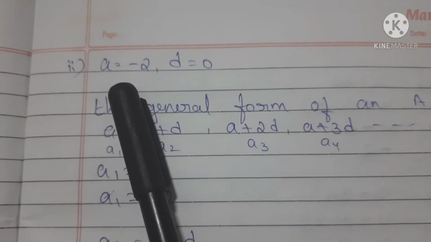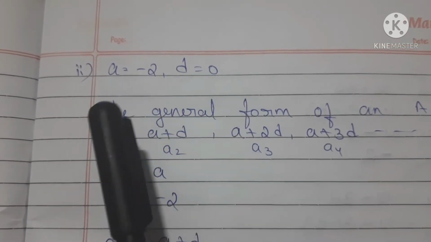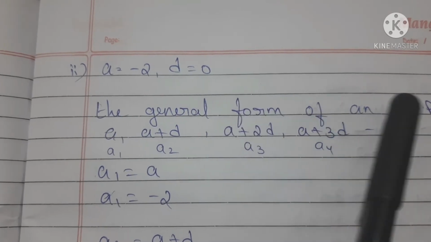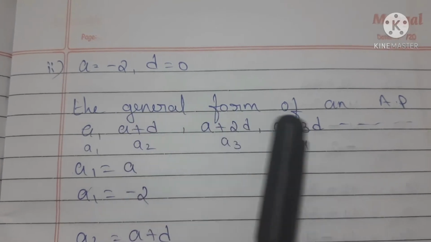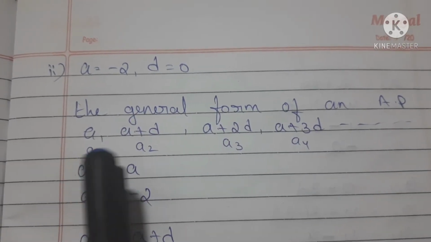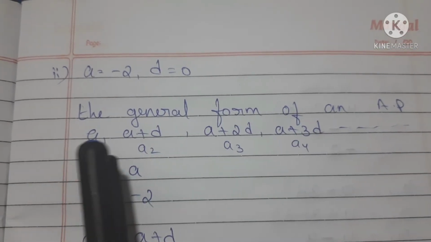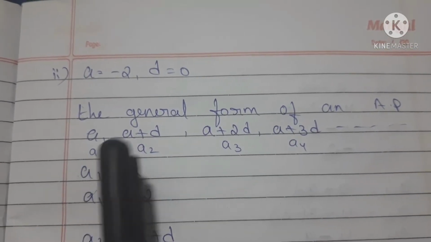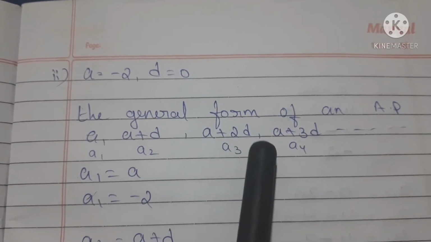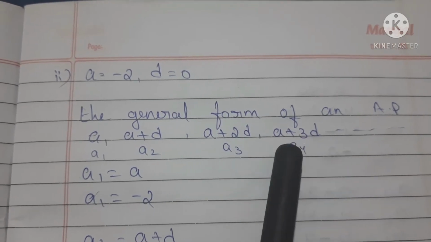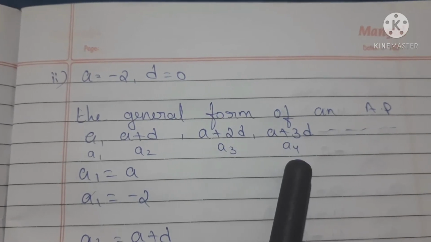Second problem. A is equal to minus 2, D is equal to 0. We should find out the first four terms of the AP. Now, what is the general form of an AP? The general form is A, A plus D, A plus 2D, A plus 3D, and so on. Here, A is the first term, that means A1. A plus D is the second term, A2. A plus 2D is the third term, A3. A plus 3D is the fourth term.